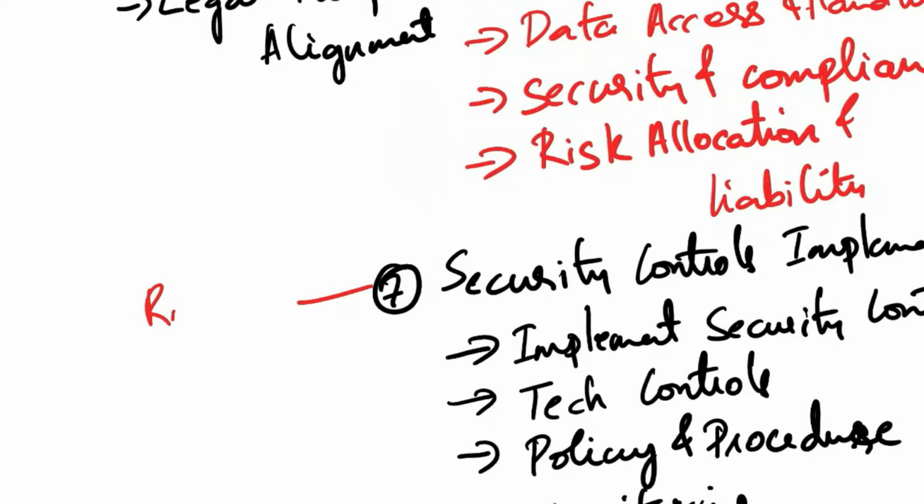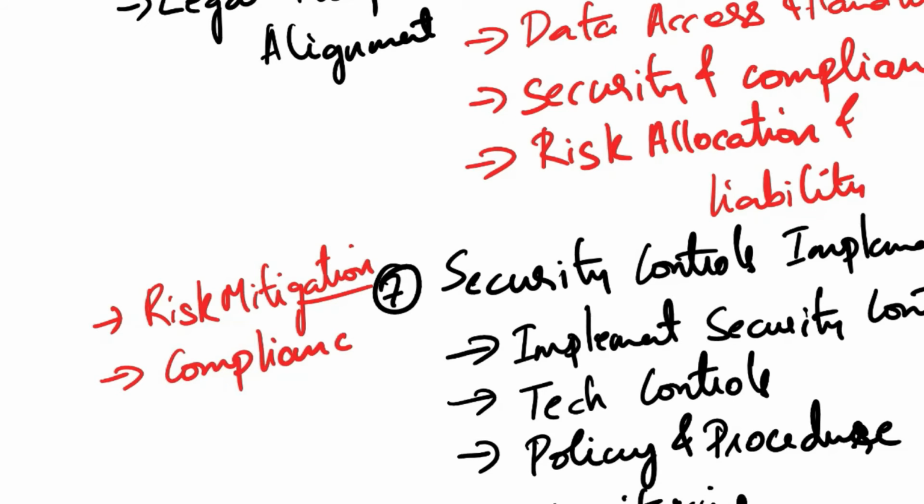First, risk mitigation. Security controls help protect against cyber threats, unauthorized access, and data breaches. They serve as a line of defense to mitigate the risks identified during the risk assessment process. Next, regulatory compliance. Implementation of security controls ensures compliance with industry regulations and standards. It demonstrates a commitment to safeguarding sensitive information in accordance with legal requirements.